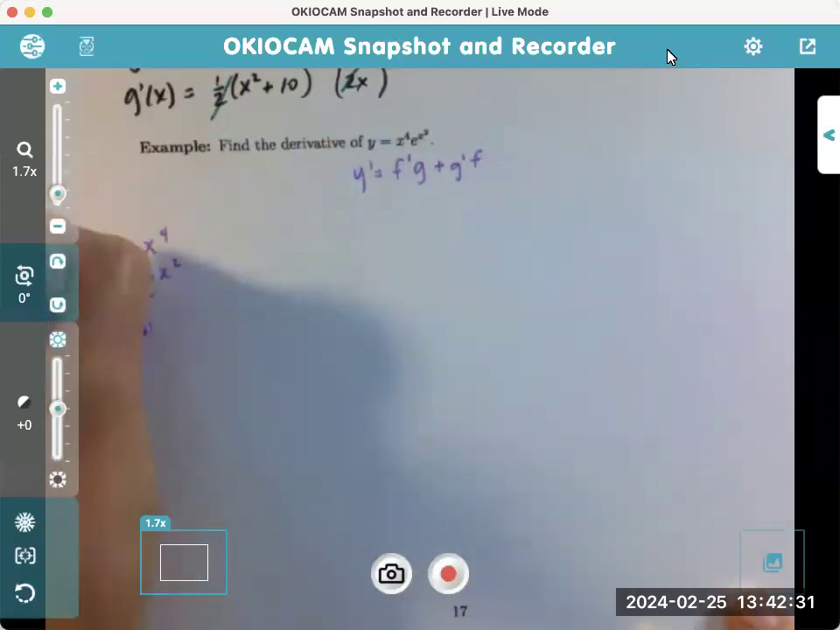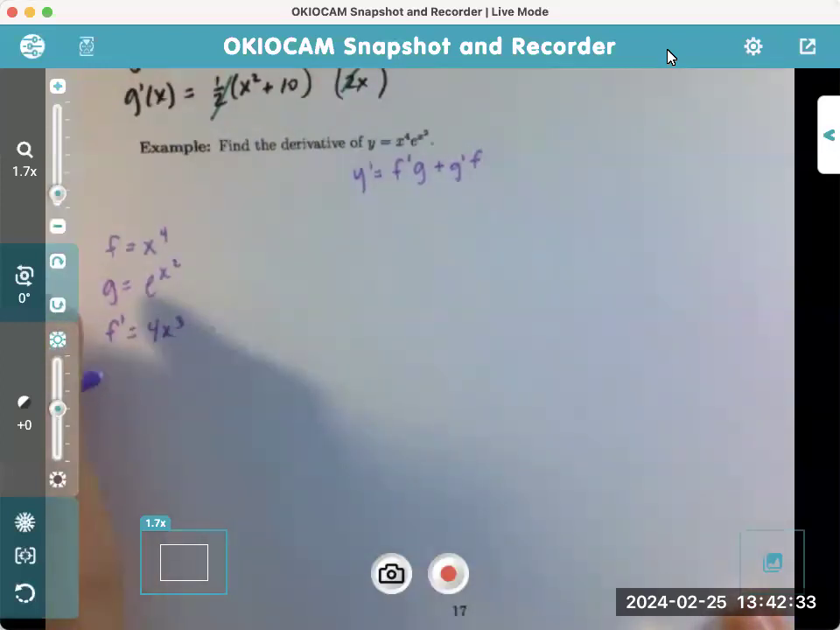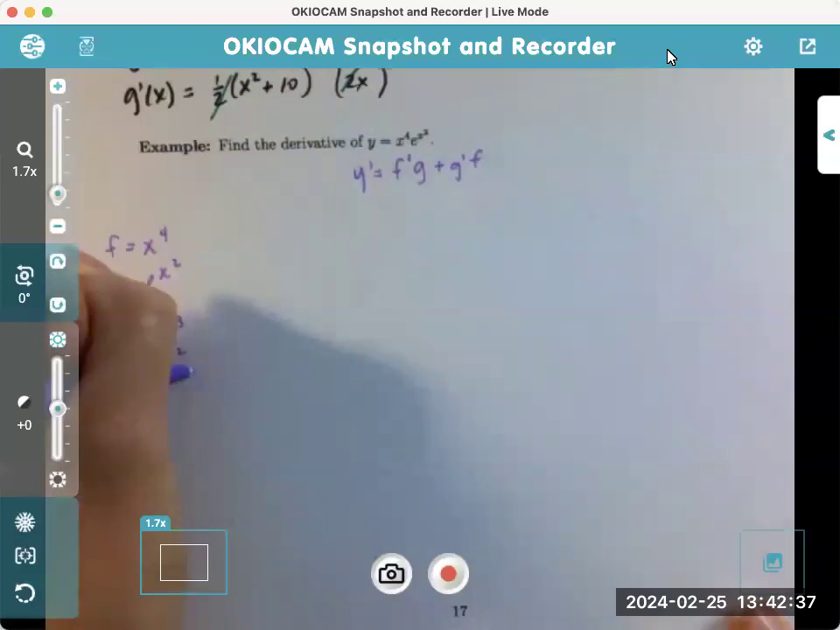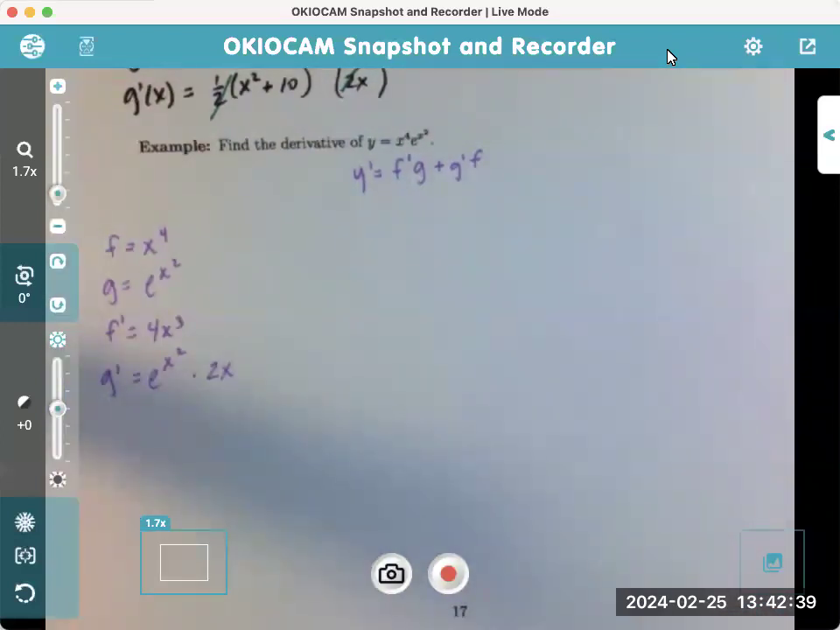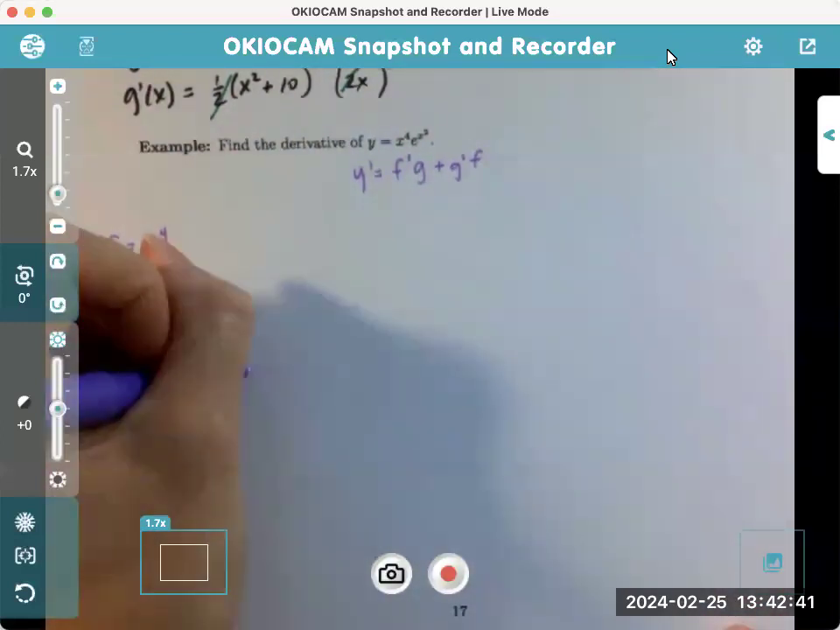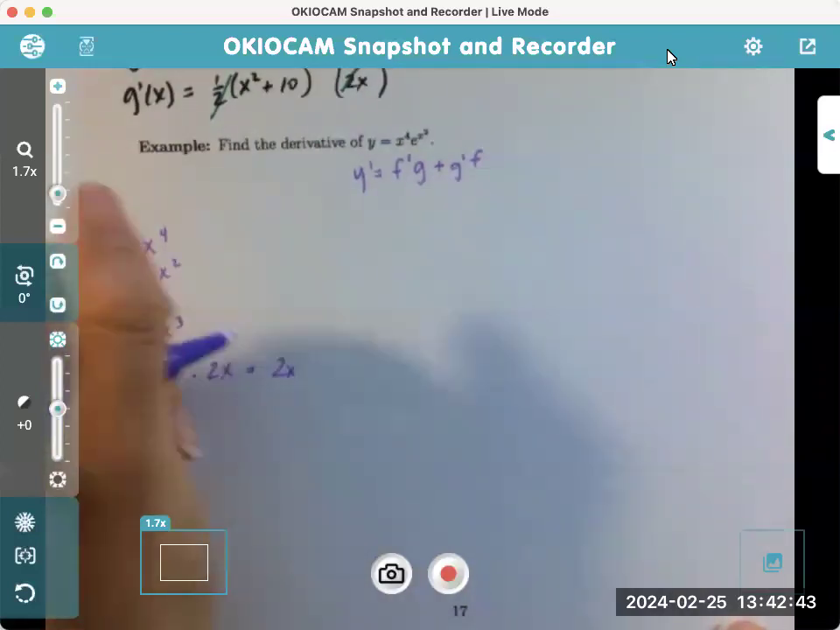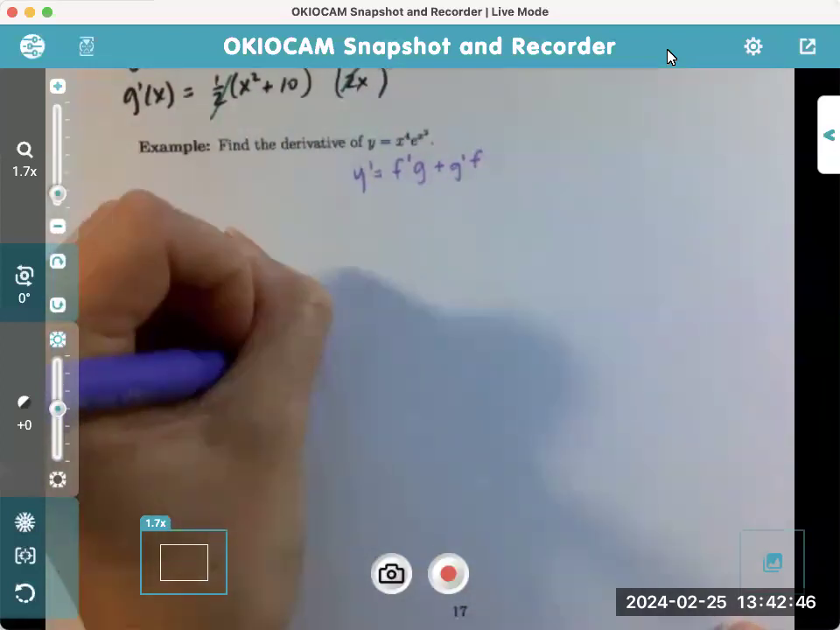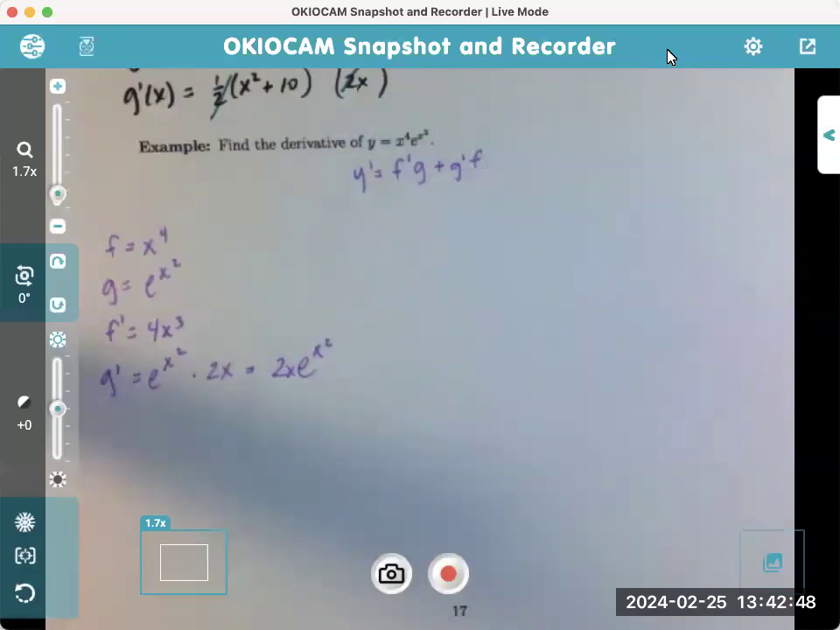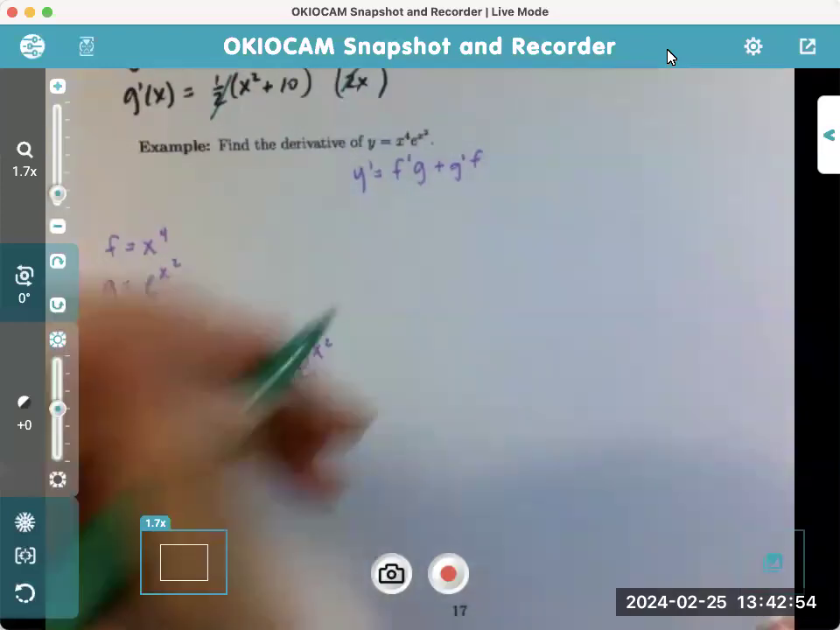Our f prime is 4x cubed, right? That's just plain power rule. Our g prime is copy paste times the derivative of the exponent, right? So I'm going to rearrange it where it's 2x times e to the x squared though. It's just prettier for my brain. That's just kind of how we do it. Now we just put the pieces together.